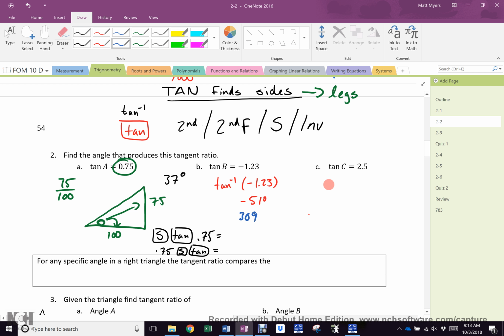Now, what's C? What do I punch in? Shift tan of 2.5 equals what? 68.198. So what is that? That's 68. Yes.